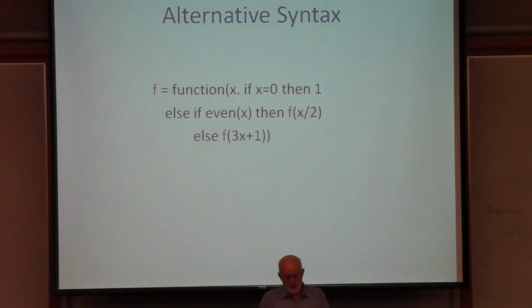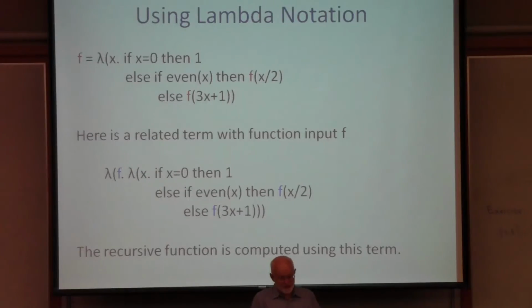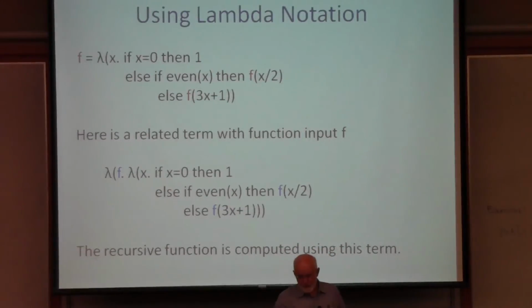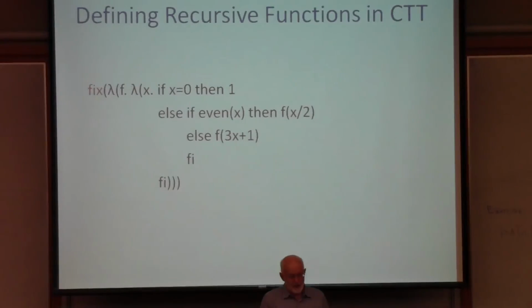So here's an alternative syntax for it. You could just define it as, well, f is the function like this. Another piece of syntax for it is to use a lambda term. And then if you want to use fixed points to do computation, you just write this functional term here where you take f as an argument. And then you can write your recursion as the Y combinator or the fixed point combinator applied to this function.